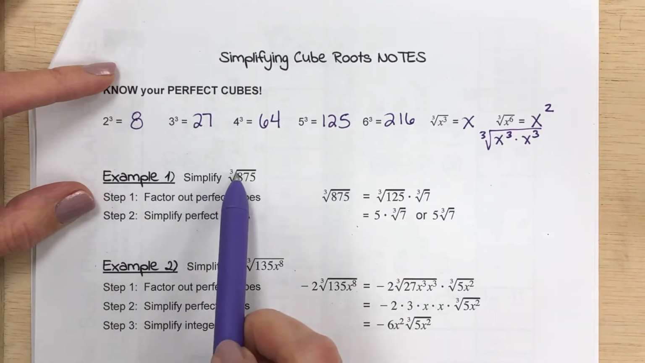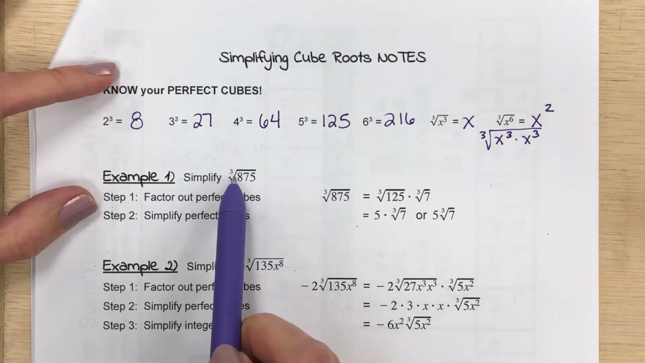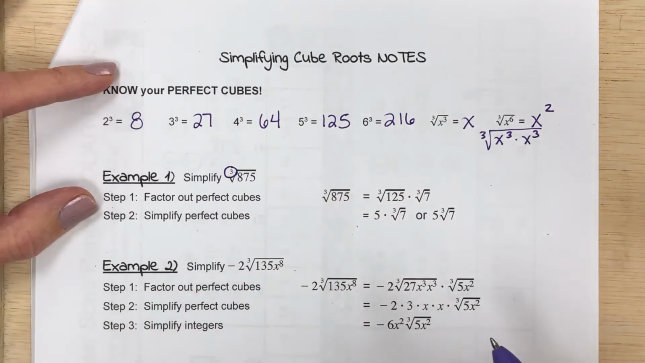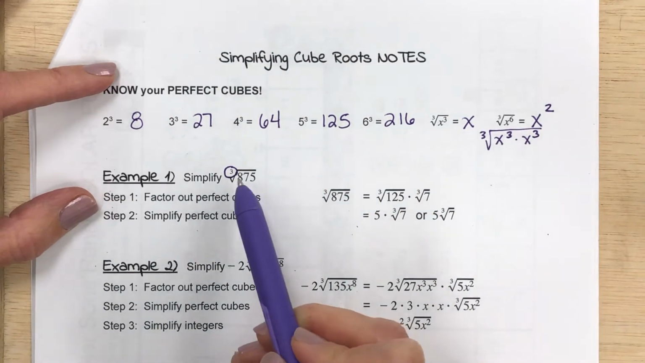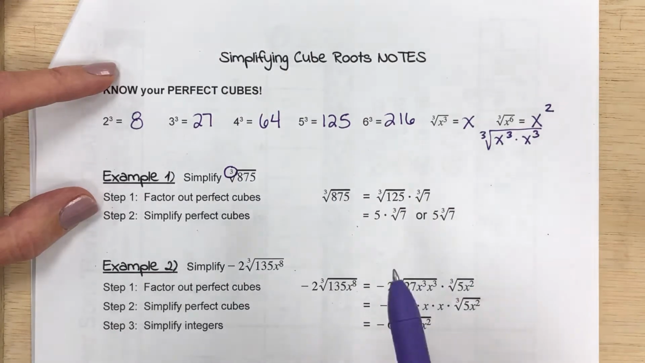Example 1, simplify the cubed root of 875. The first thing you should think about is, just identify that this is the cubed root and let that click in your brain. The biggest mistake that people make is they ignore that 3 and switch it to a square root, which is a very different problem.